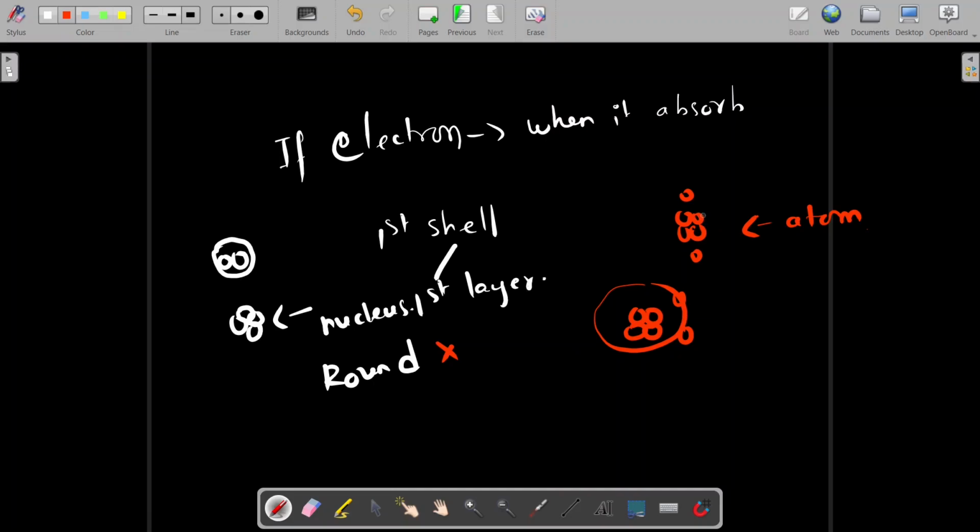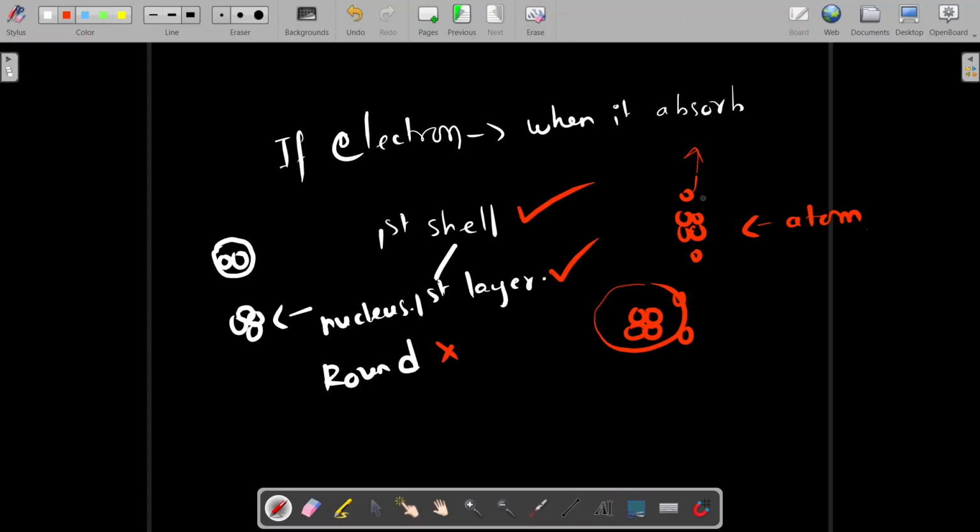But actually, when it absorbs energy, it is due to the different shapes of shells. Whatever you call them, shells or layers, for understanding purposes. Due to the different shapes of these shells or layers, it cannot directly go to different layers at once.